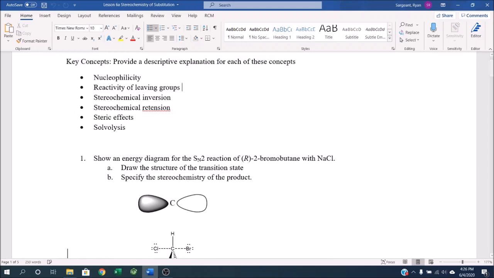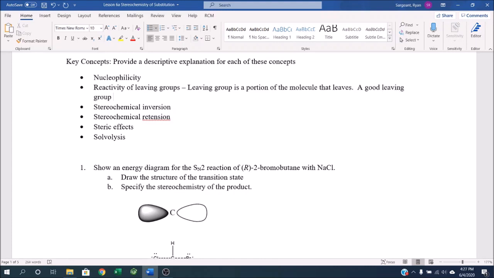A leaving group is an atom or group of atoms, so it is a portion of the molecule that leaves, and that seems pretty obvious. And a good leaving group disrupts the solvent as little as possible.